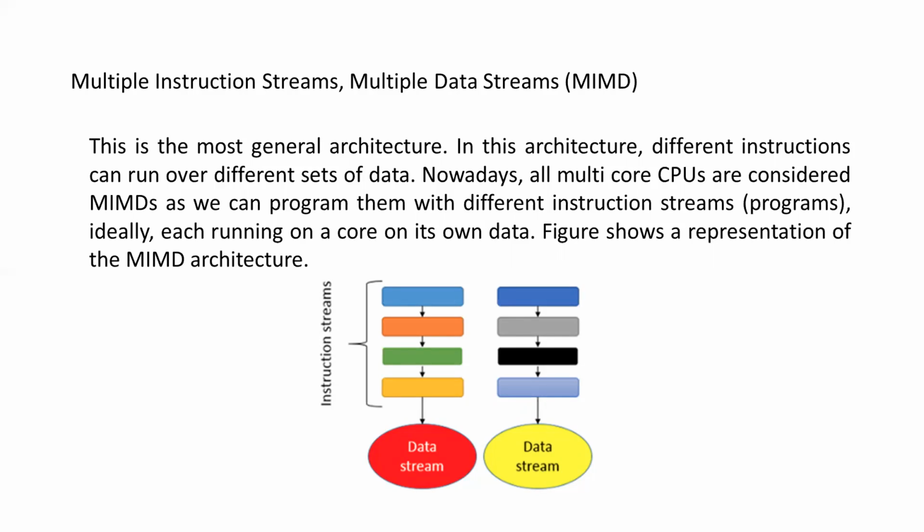The figure shows the representation of MIMD. Here you can see multiple instruction streams. This one is one kind of stream, and this is another instruction stream, so that is known as a multiple instruction stream. Both streams have their own CPU, that is CPU1 and CPU2. CPU1 is in red, CPU2 is in yellow, and that is known as a multiple data stream. So this architecture shows the MIMD.